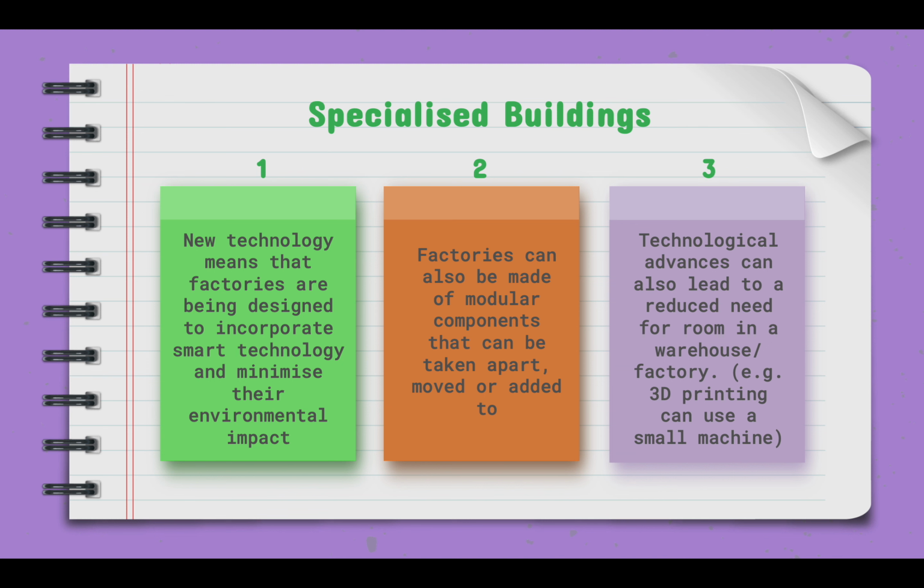Technological advances are also leading to a reduced need for room. For example, the increased use of robots and automation means that factories can take up less space. 3D printing is a new advance in technology that can use a smaller machine, so manufacturing can move out of larger factories into smaller local spaces, which can save and reduce costs.